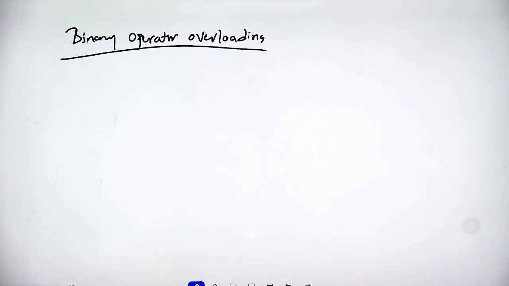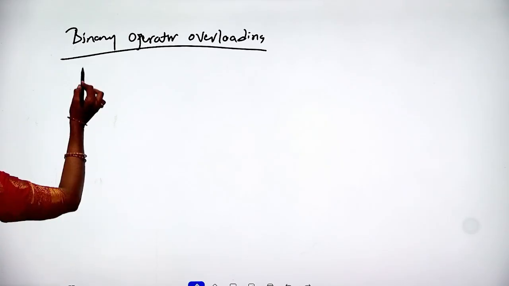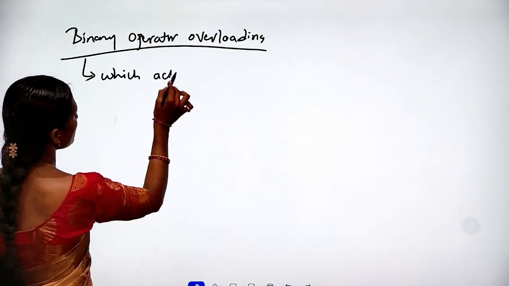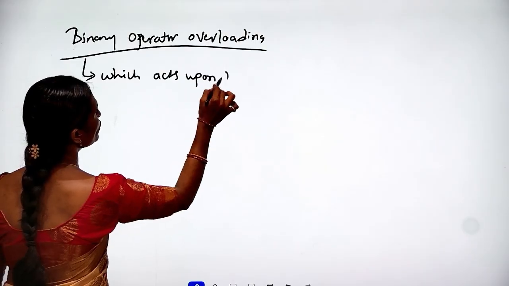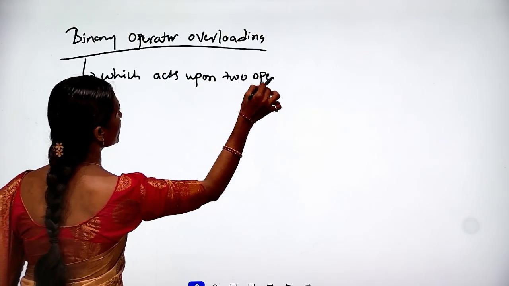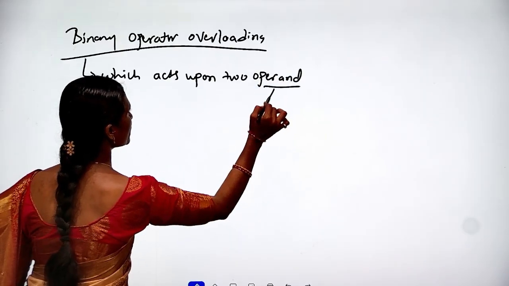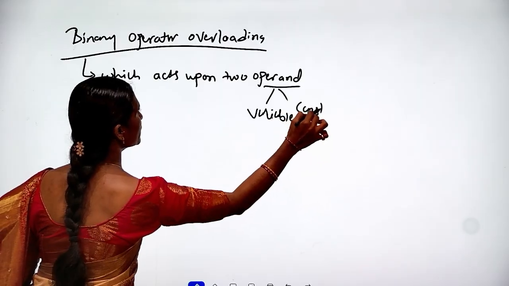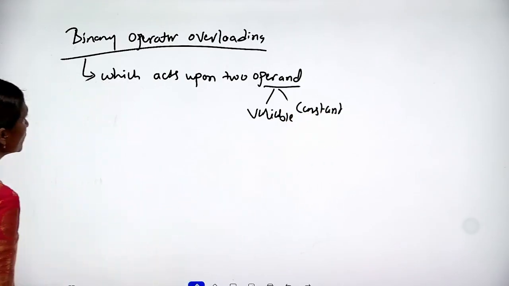The binary operator overloading. So what is a binary operator? It acts upon two variables, two operands. As we know, what is an operand? It may be a variable or it may be a constant.